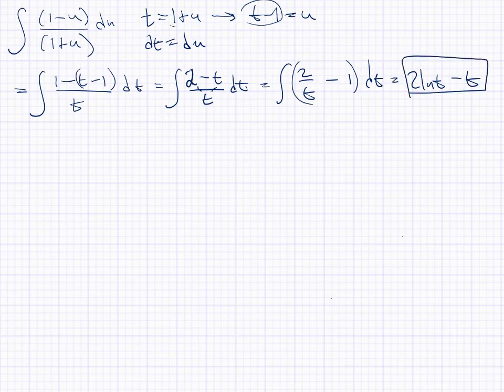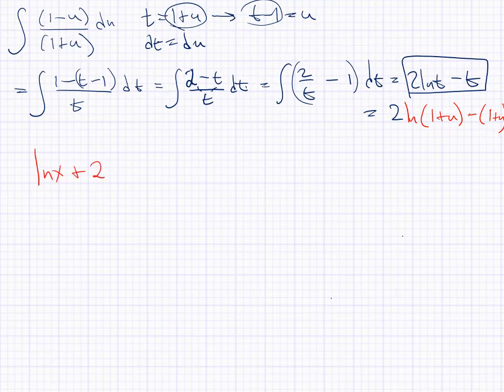Now we got to substitute in that t was 1 plus u, so that'll be 2 times ln of 1 plus u minus 1 plus u. Okay? So we have our solution, which, remember, when we did go back to our differential equation, we have ln of x plus, now we're going to have 2 ln of 1 plus u minus 1 plus u equals c.